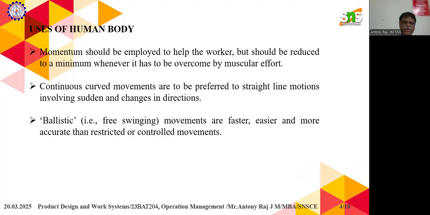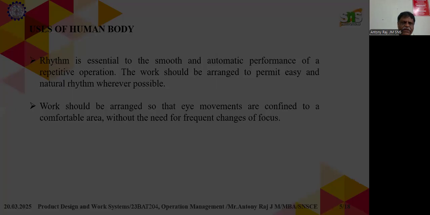Use of momentum should be employed to help the worker, but it should be reduced to a minimum whenever it has to be overcome by muscular effort. Continuous curved movements are to be preferred to straight line motions involving sudden and sharp changes in direction. Ballistic, that is free swinging movements, are faster, easier and more accurate than restricted or controlled movements. So these are some of the factors we should use.